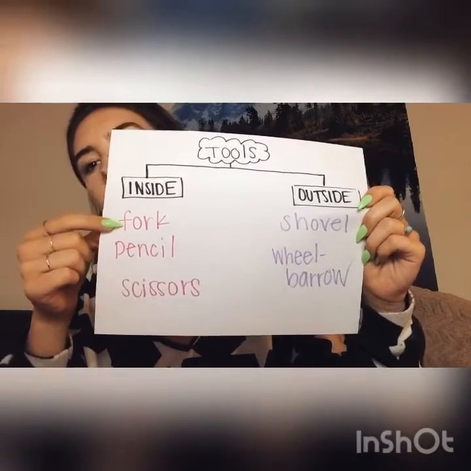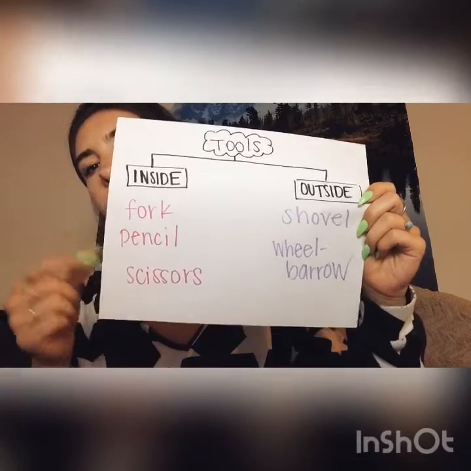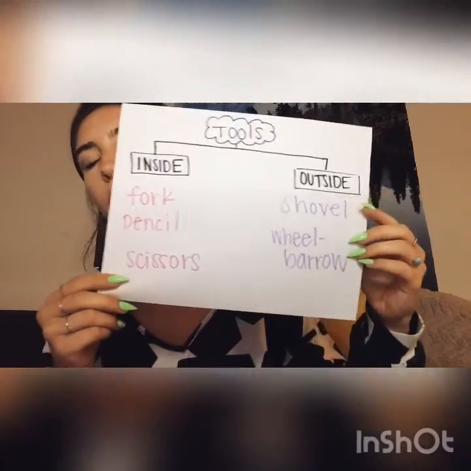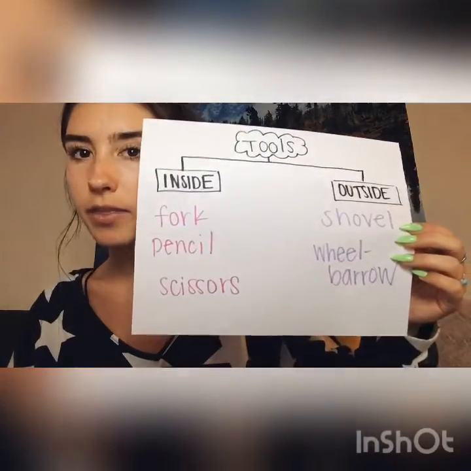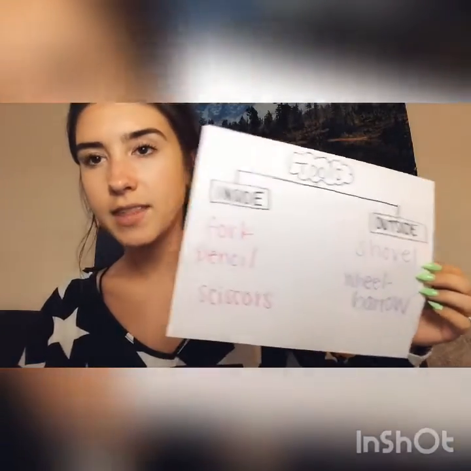You use a fork, a pencil, scissors. Outside you would use a shovel or a wheelbarrow. I want you to see how many different things you can come up with, including the things that are listed in that story Tools. Now looking at word work, we are going to do a little spelling test together.